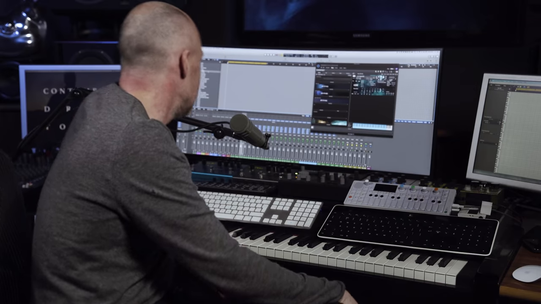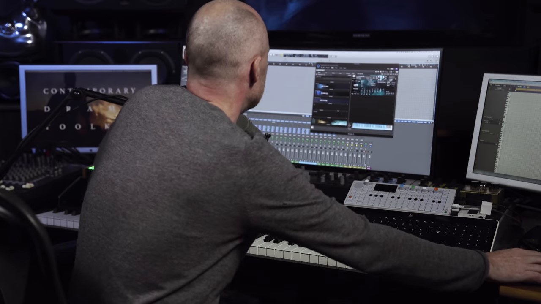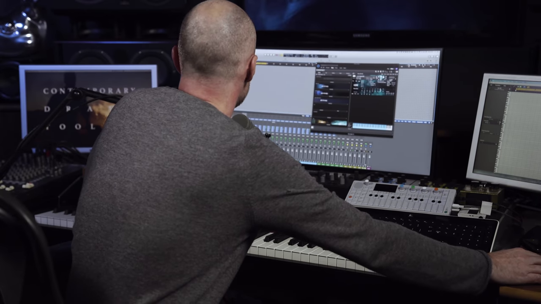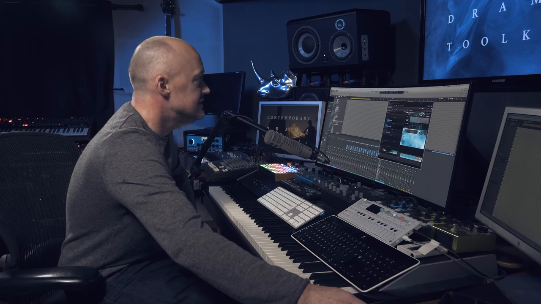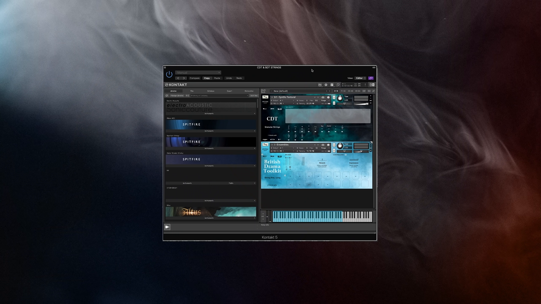Have you tried it with BDT yet, Sam? I think when I was making BDT, I always thought how it would be great eventually to add some more contemporary sounds. And I'm really pleased with the way that the libraries work together. This patch is a mix of the synth or granular strings that we did for CDT with a strings ensemble, the full string ensemble from BDT.